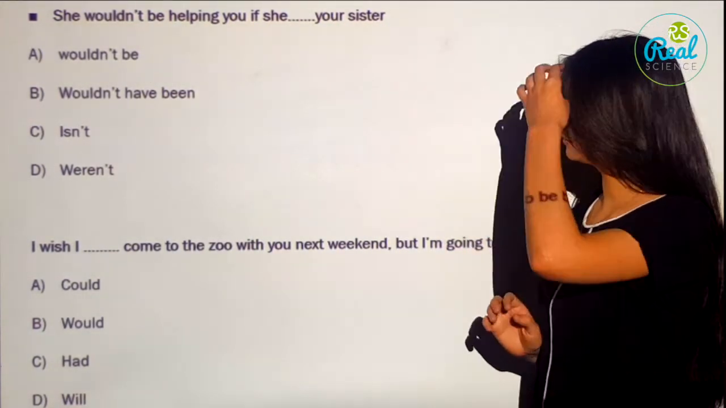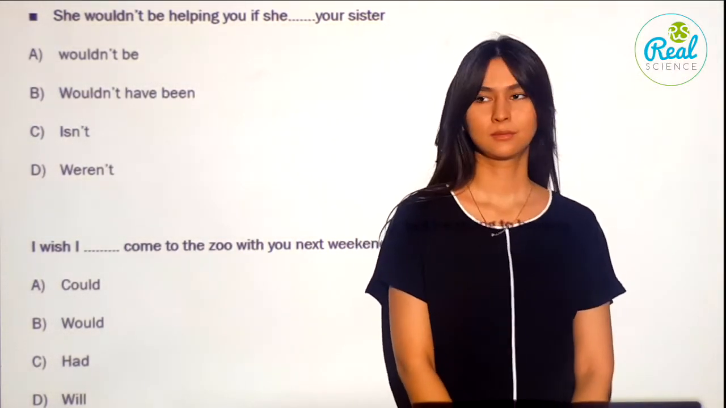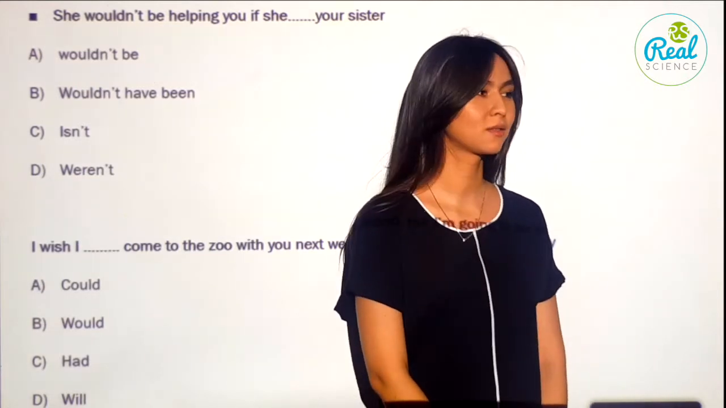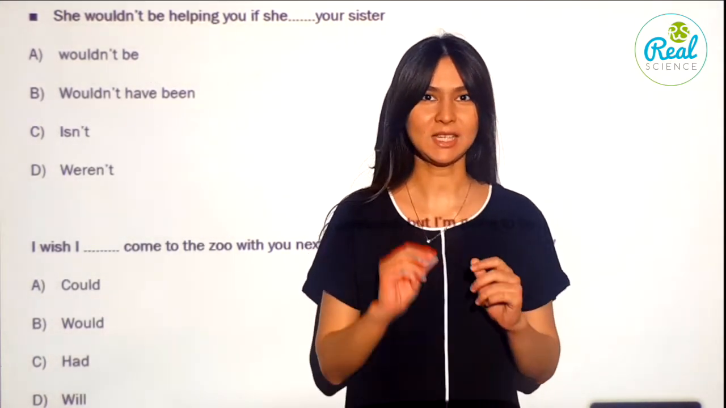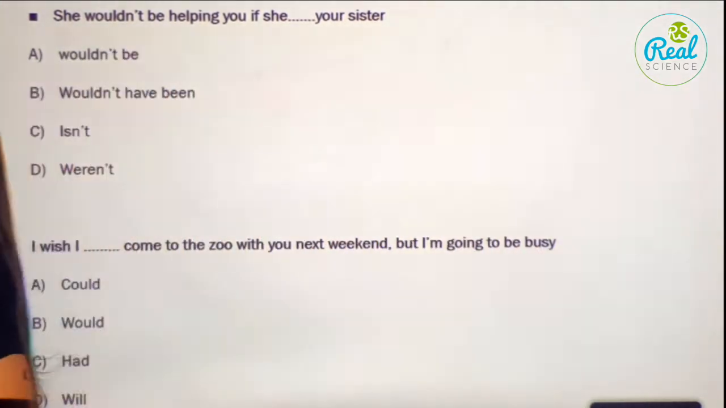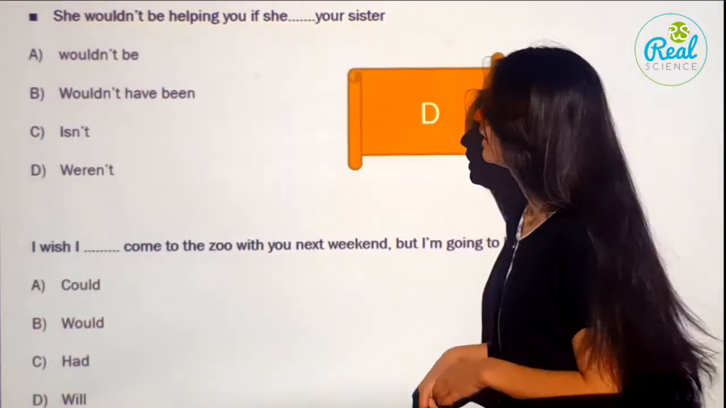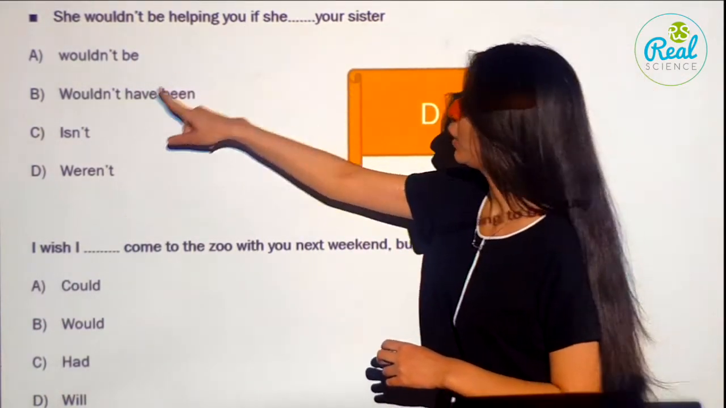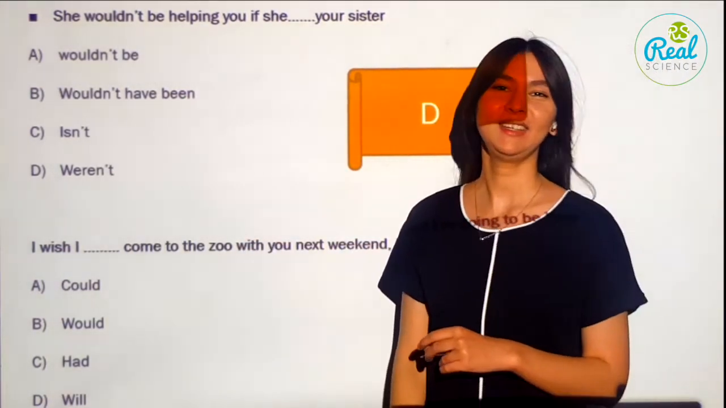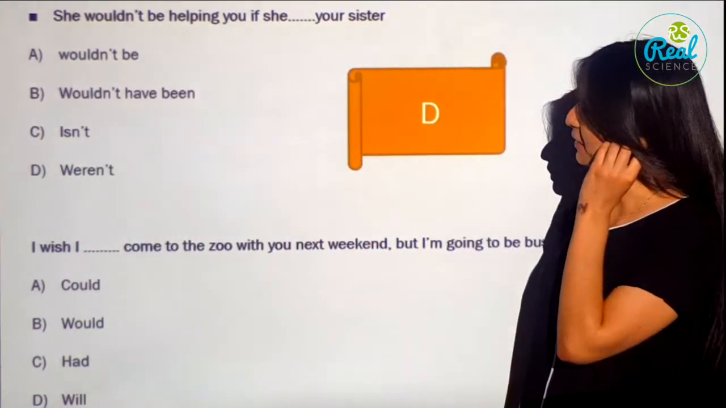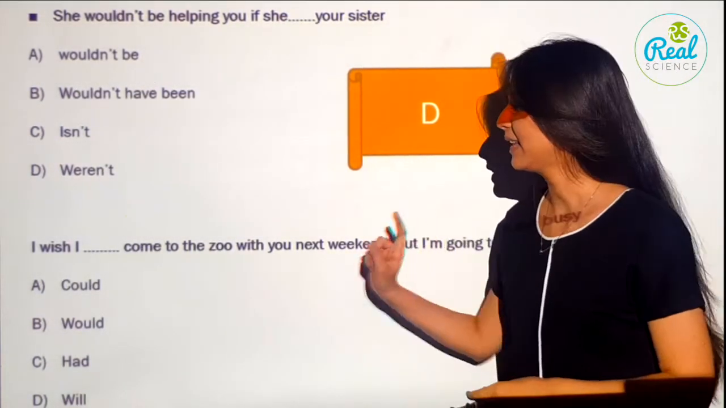No, not wasn't, weren't. Wouldn't be. It's D. It can be A. Just take note for yourself. We will check now. Yes, it's D. So she wouldn't be helping you if she weren't your sister. It's an exceptional conditional. If I were you, like this, yes. Yes, this one. I remember. Okay, good job. So next one.